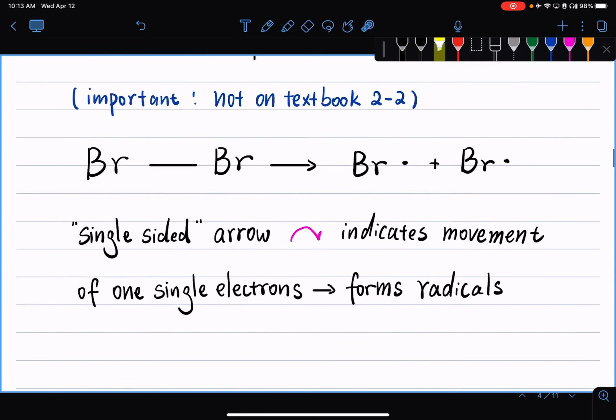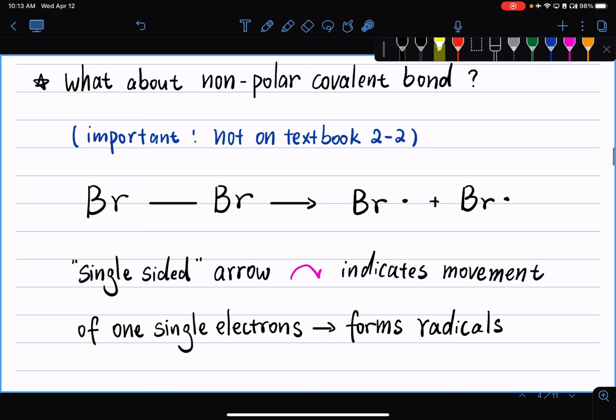Next example here. What about a nonpolar covalent bond? It's a little bit of a surprise to me that this part is not covered in your textbook, so you might want to pay a little more attention to what I'm going to say, because it's not in your textbook.